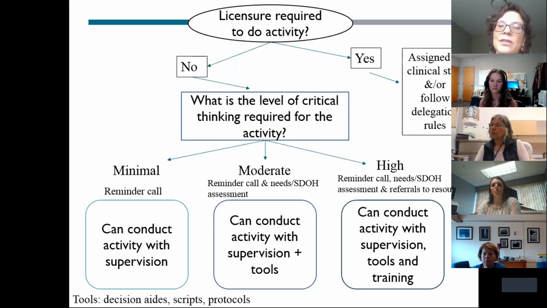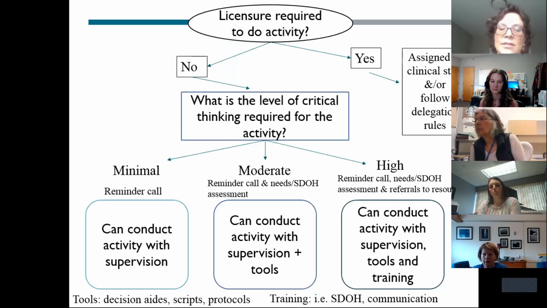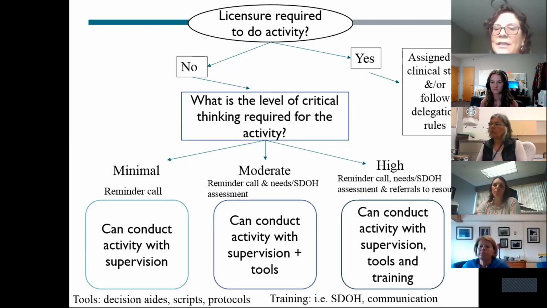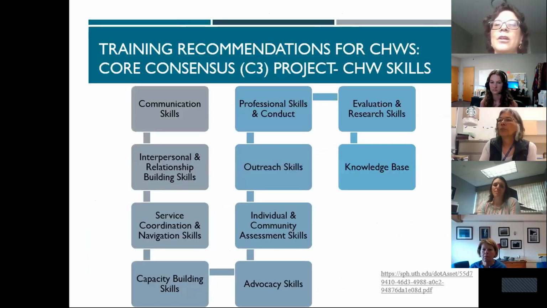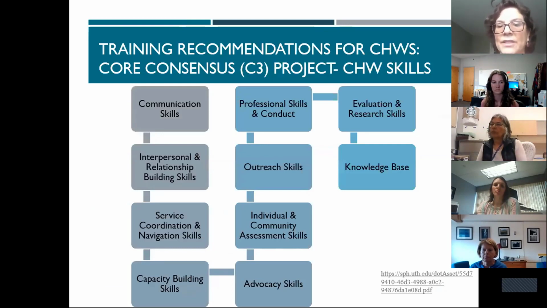But if you also want them to then refer to resources, then they might need more training around what are the resources in the community, what is the appropriate referral mechanism. And so community health workers, as well as other unlicensed staff, can be used in many different activities with the appropriate supervision, tools, and trainings. So the Core Consensus Project has developed recommendations for training of CHWs, and you'll see that it ranges from communication skills all the way through to knowledge base.